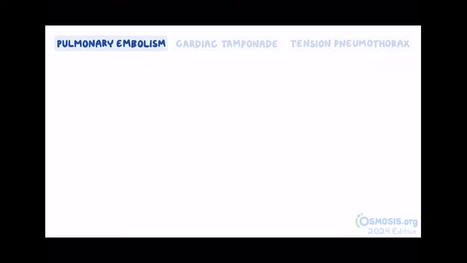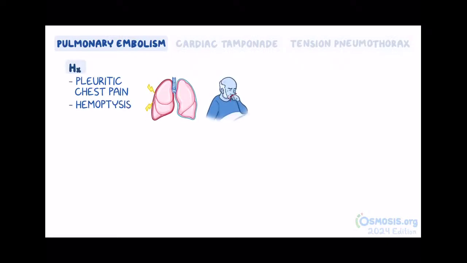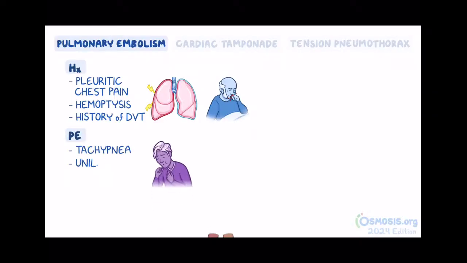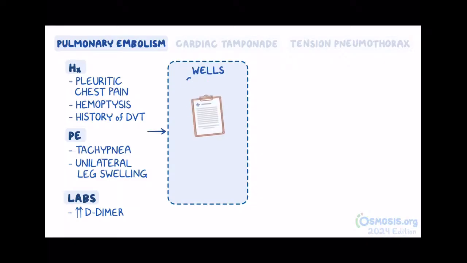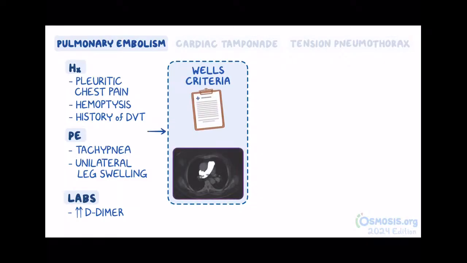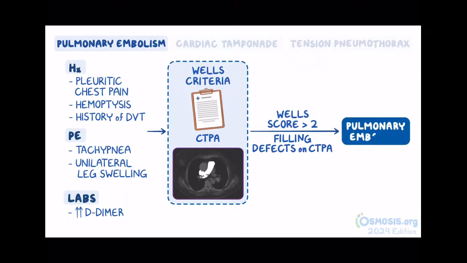First, let's start with pulmonary embolism, which is typically associated with pleuritic chest pain, hemoptysis, and a history of DVT. Physical exam findings usually include tachypnea as well as unilateral leg swelling, while labs might reveal a high D-dimer level. In these patients, use Wells criteria and imaging, primarily CTPA, to diagnose pulmonary embolism. Moreover, Wells score above 2 and filling defects on CTPA confirm the diagnosis of pulmonary embolism.